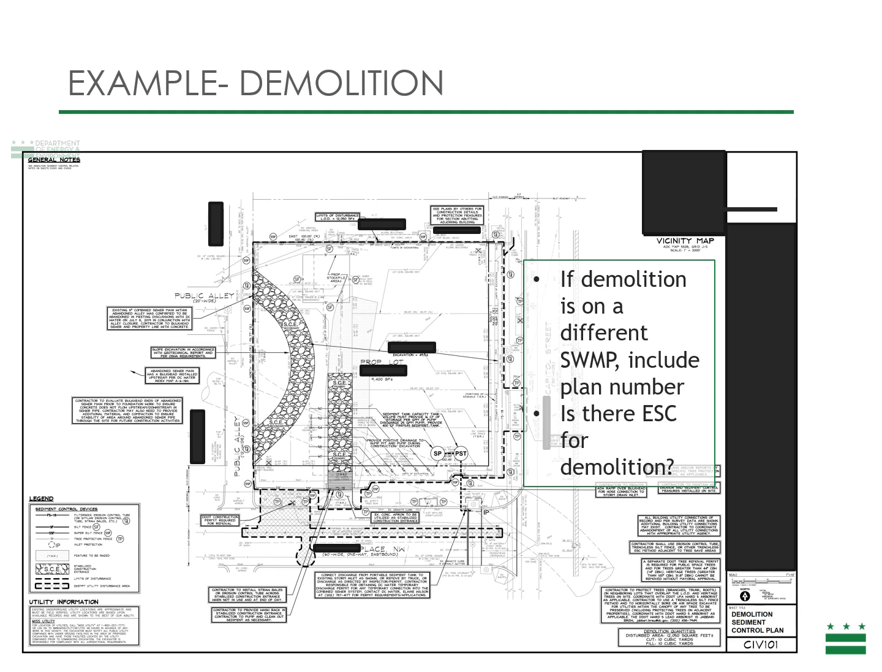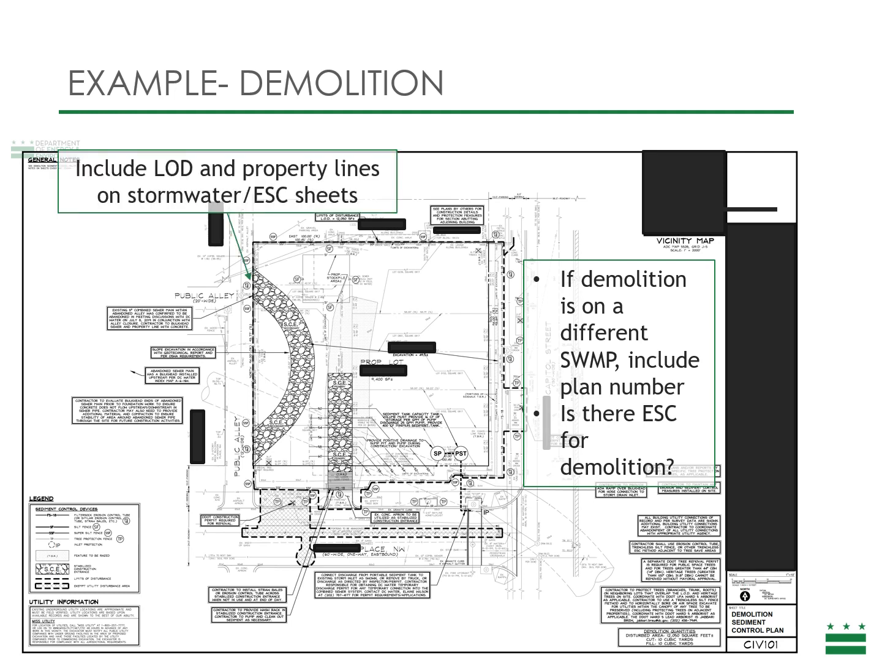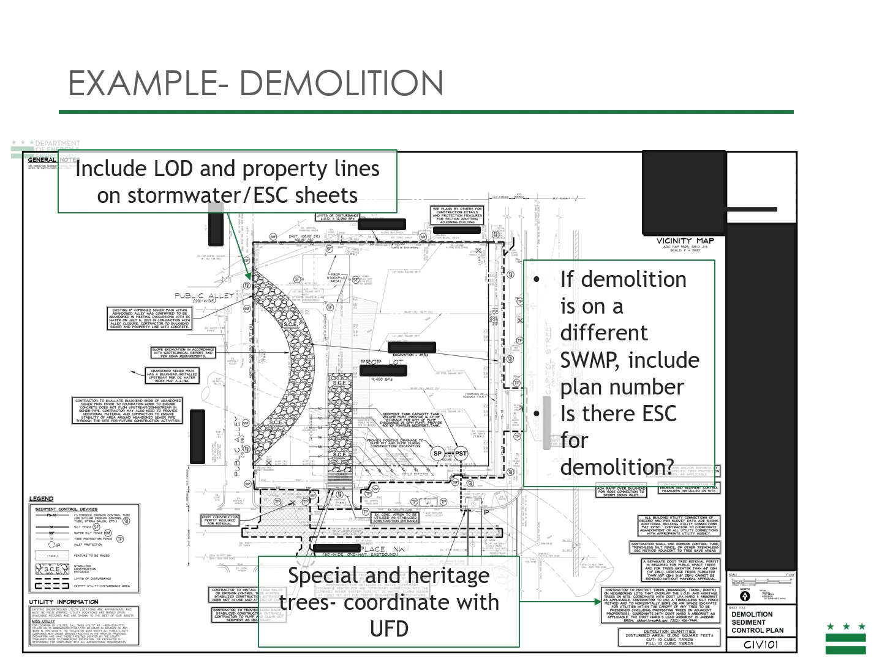Obviously depends on what your demolition is. If there is land disturbance, there should be erosion sediment control. You should include the LOD and property line on the sheet, and you should include that for all stormwater and erosion sediment control sheets. And then if there are special and heritage trees, you should coordinate with Urban Forestry Division.